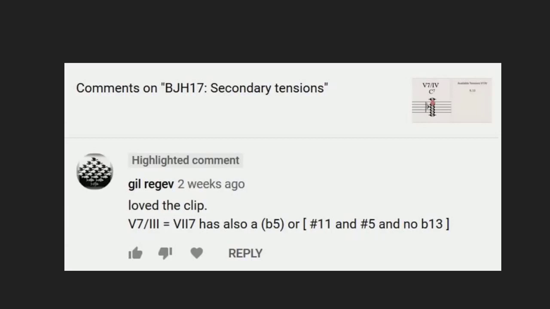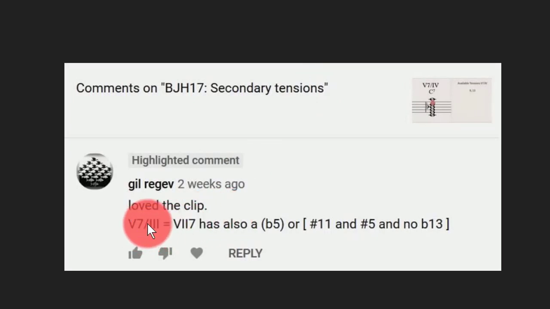My name's Andy Shaw. This is Berklee Jazz Harmony number 19, and in this video I just want to concentrate on this comment by Gil Regev, who left a comment on Berklee Jazz Harmony number 17, secondary tensions. If you remember, in that video I was actually talking about secondary chords, but the tensions on secondary chords. And in this one he's made a comment which is very interesting actually. I need to really answer this to get this across clearly to you.